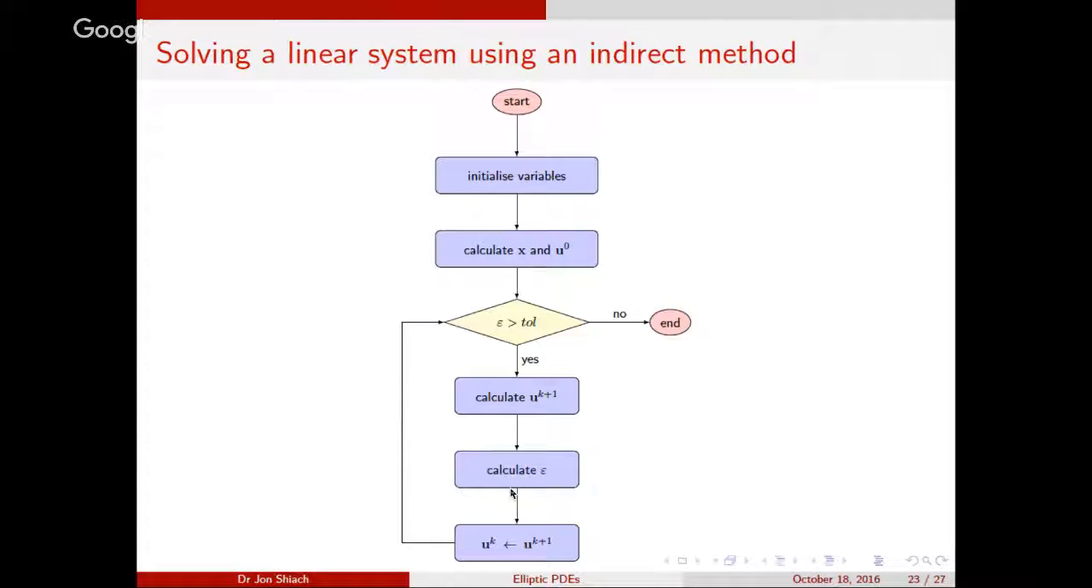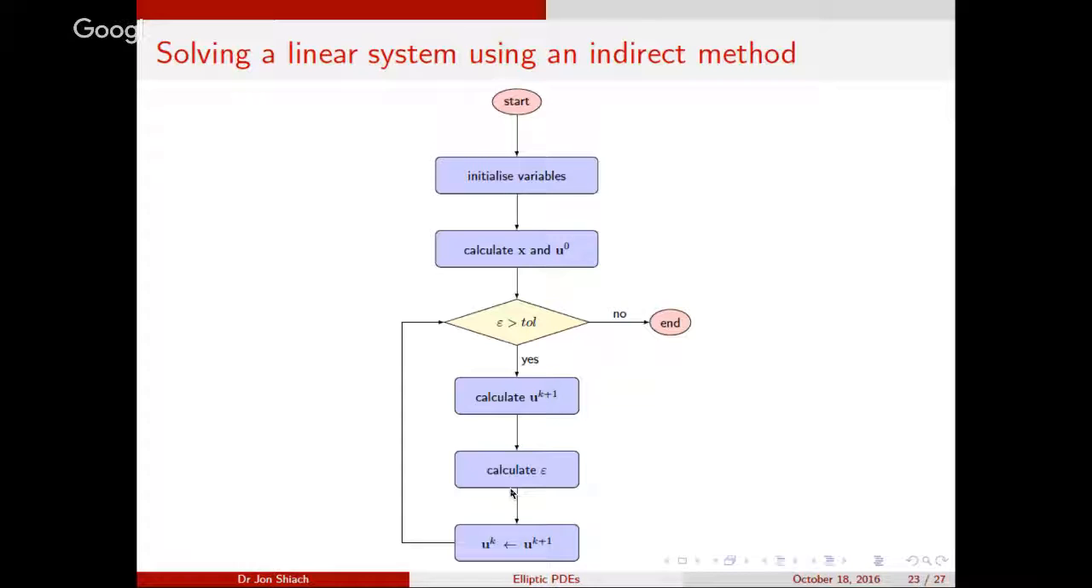So this is the sort of procedure. Most numerical methods start with the same type of procedure. You start with initializing your variables. What's the size of the domain? How many nodes have I got? Things like that. Calculate x, that will be your x and y coordinates of your nodes, and also set some initial value. You may be given the initial conditions. If you're not, I always tend to use zeros.